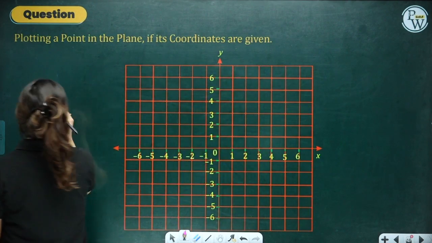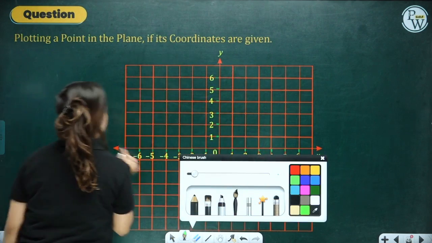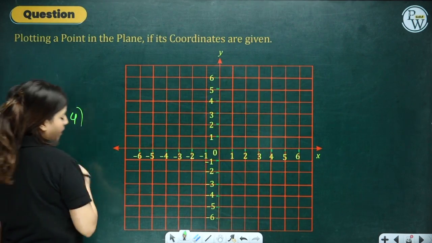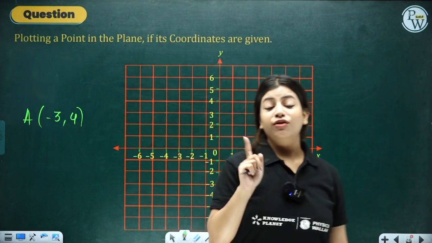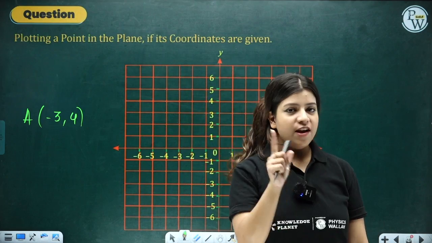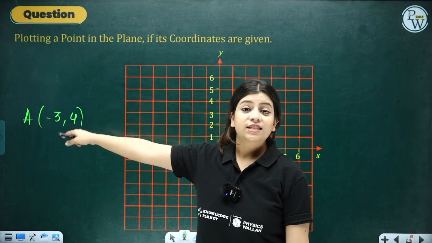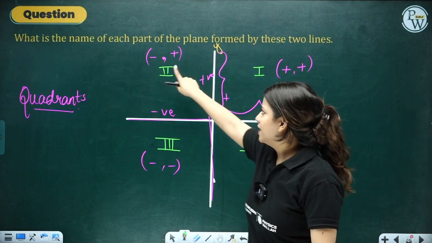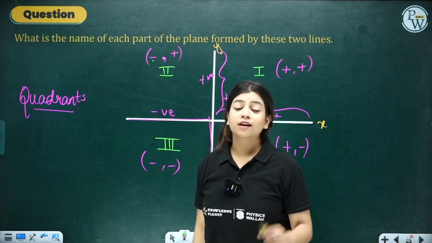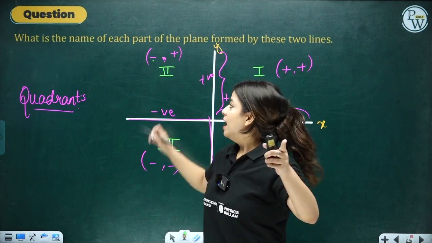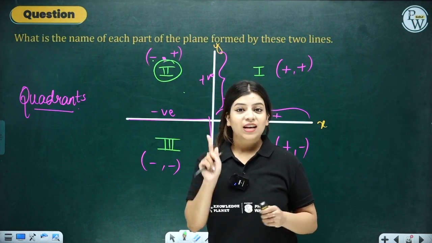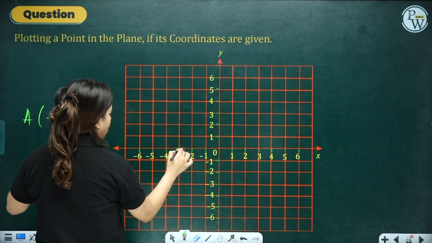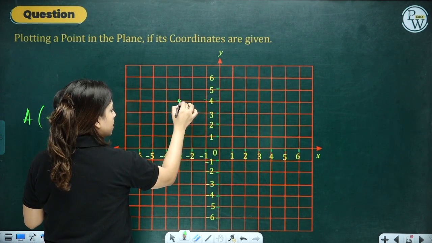For example, you have a point A and its coordinates are (-3, 4). X is negative, y is positive. The very first thing that you have to decide is whether x is positive or negative, and whether y is positive or negative. Now x is negative, y is positive, so we should keep in mind that the point will lie in the second quadrant, right? So over here x is -3, from here y is +4, it will intersect here.